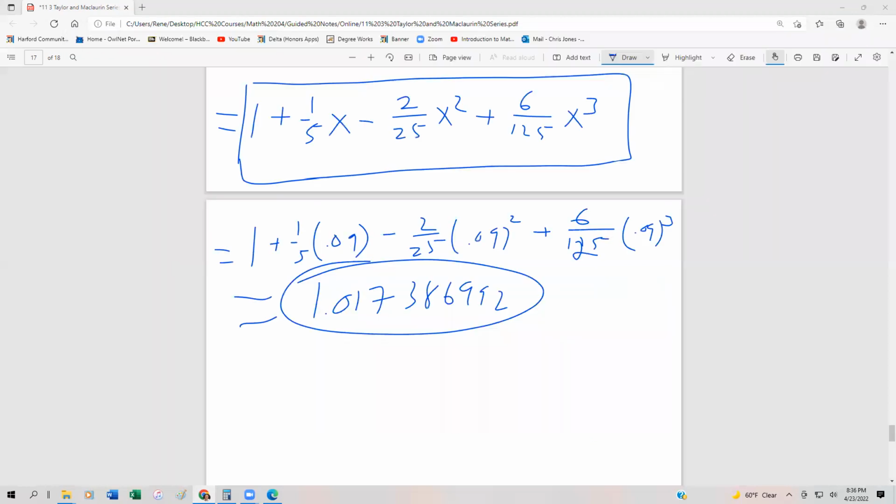All right, so that's everything for this section. We've now seen Taylor and Maclaurin polynomials and also Taylor and Maclaurin series, and how to write them. Finally, in the next section, we're going to start doing some calculus applications with series.